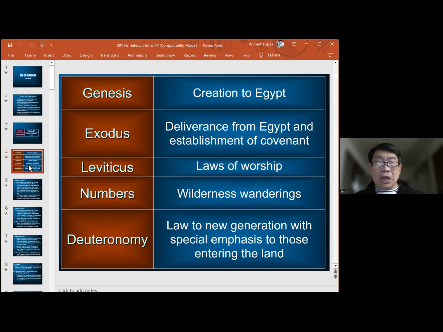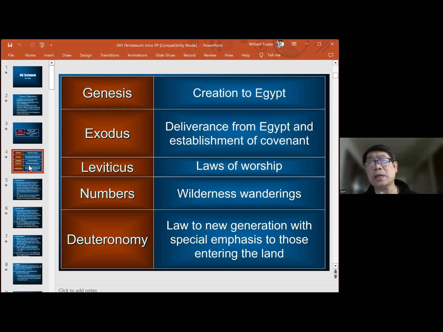Genesis, creation to Egypt. Exodus, deliverance from Egypt and establishment of the covenant. Then Leviticus is about the law of worship, and Numbers, wilderness wandering. Numbers, kasi may dalawang, I cannot remember it, they listed the people, para kang nagpa-census, no? Then Deuteronomy, law to new generation.